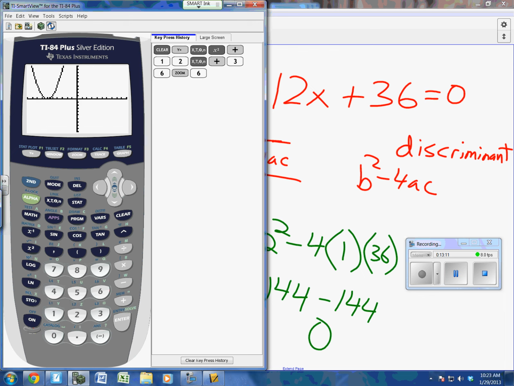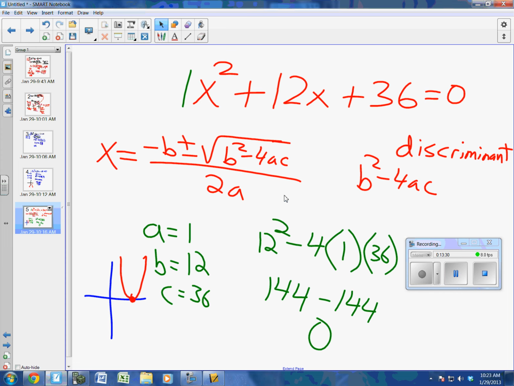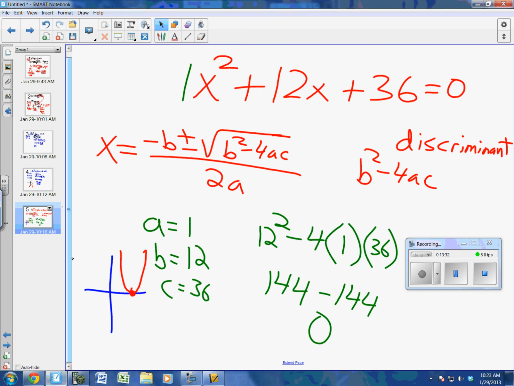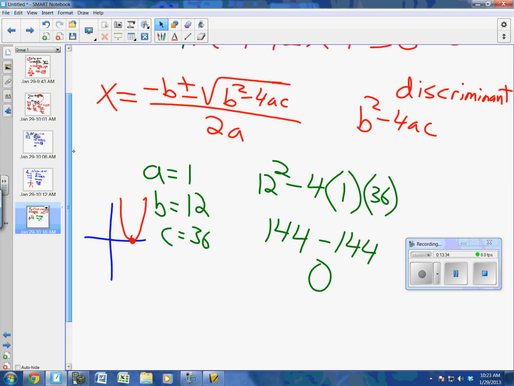What does this parabola do? It touches the graph right there. It touches at one place, at -6 actually. Well, the discriminant was 0, which means the graph is going to touch. Now, if I did the whole thing, it would tell me where it touches.